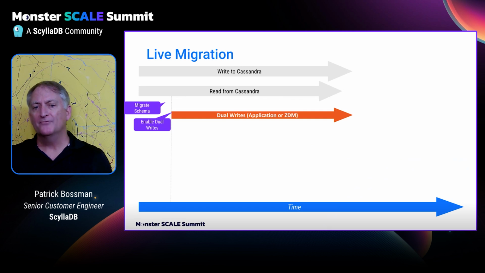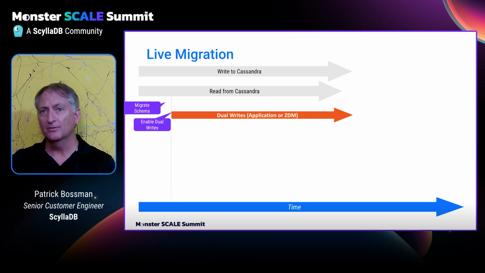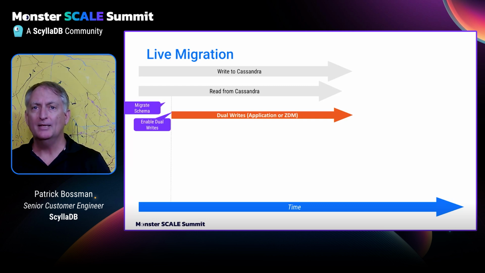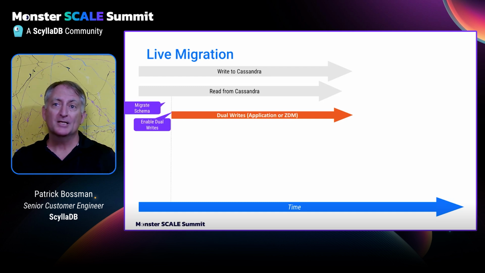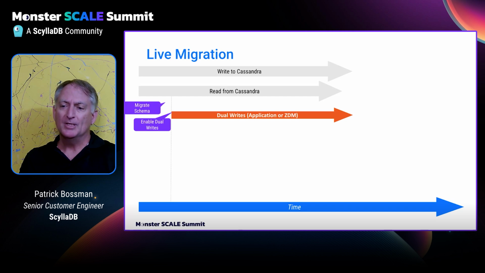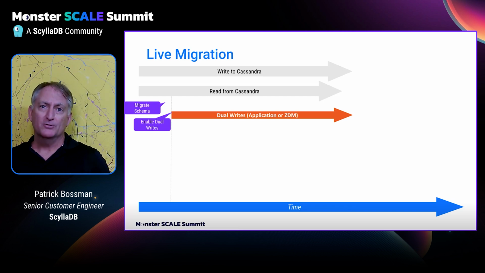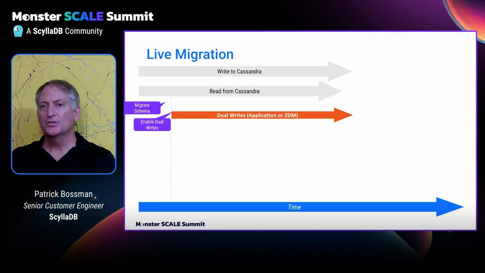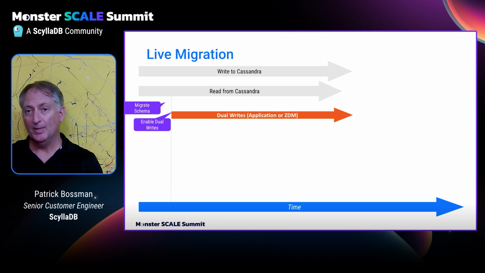So what does a live migration look like? You're writing to the source database. It could be Scylla, it could be Cassandra. You're reading and writing to it, and then you create the schema in the target database. The next step is to enable dual writes. Dual writes means that any insert, update, or delete that's coming into the source database is also duplexed and written to the target database.